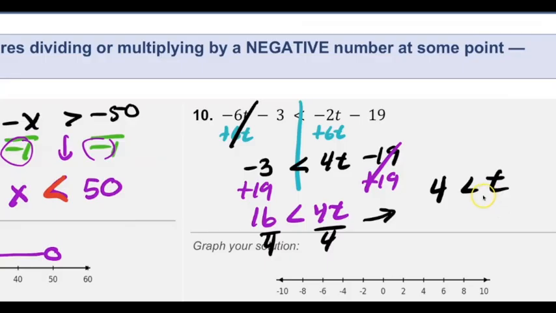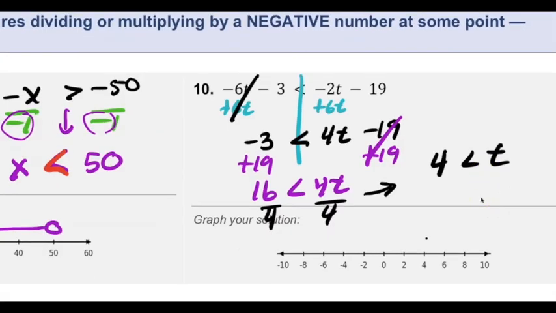It's not proper notation, but I can still graph it. Here's 4, open circle. Which way does it go? This says 4 is less than t. So I like to do it in proper notation. I would flip this to proper notation. You want the variable on the left. So it becomes t is greater than 4. Like mirror it. Just flip it around.